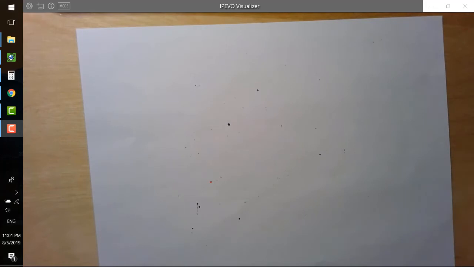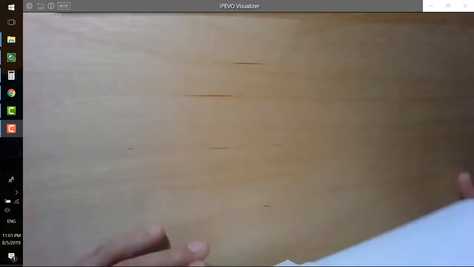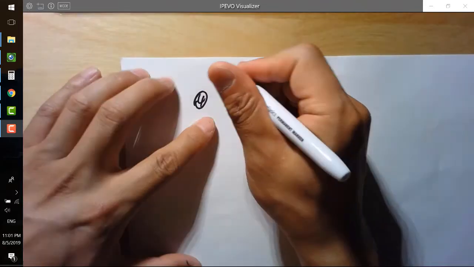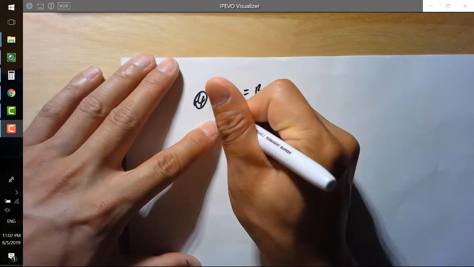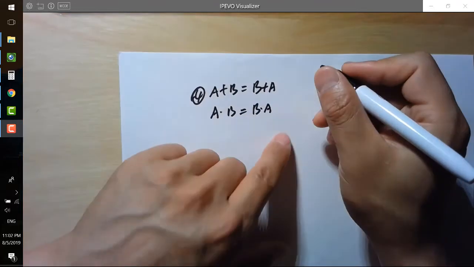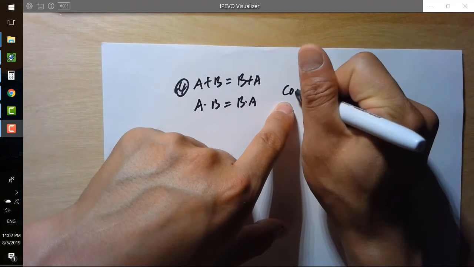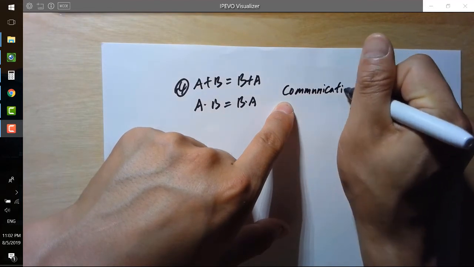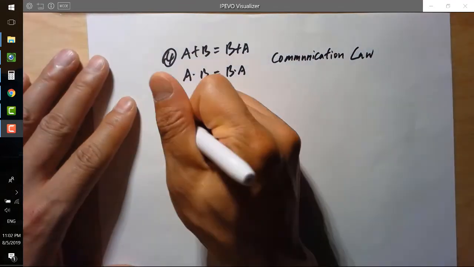The next. A or B is B or A. So this is called the commutative law. Five.